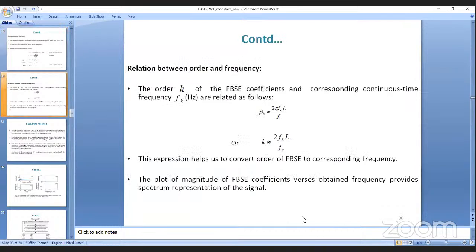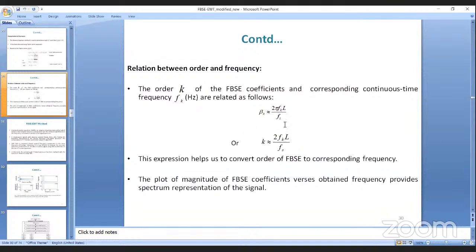And we have also derived a relation between order and frequency. The order k of the FBSE coefficient and the corresponding continuous time frequency, in hertz, are related by the following mathematical expression, that is beta k equals 2 pi fk capital L upon fs. And we have seen in the previous slide, beta k can be written as equal to k pi. So when you put beta k equals k pi, this relation can be written as k equals 2 fk capital L upon fs.